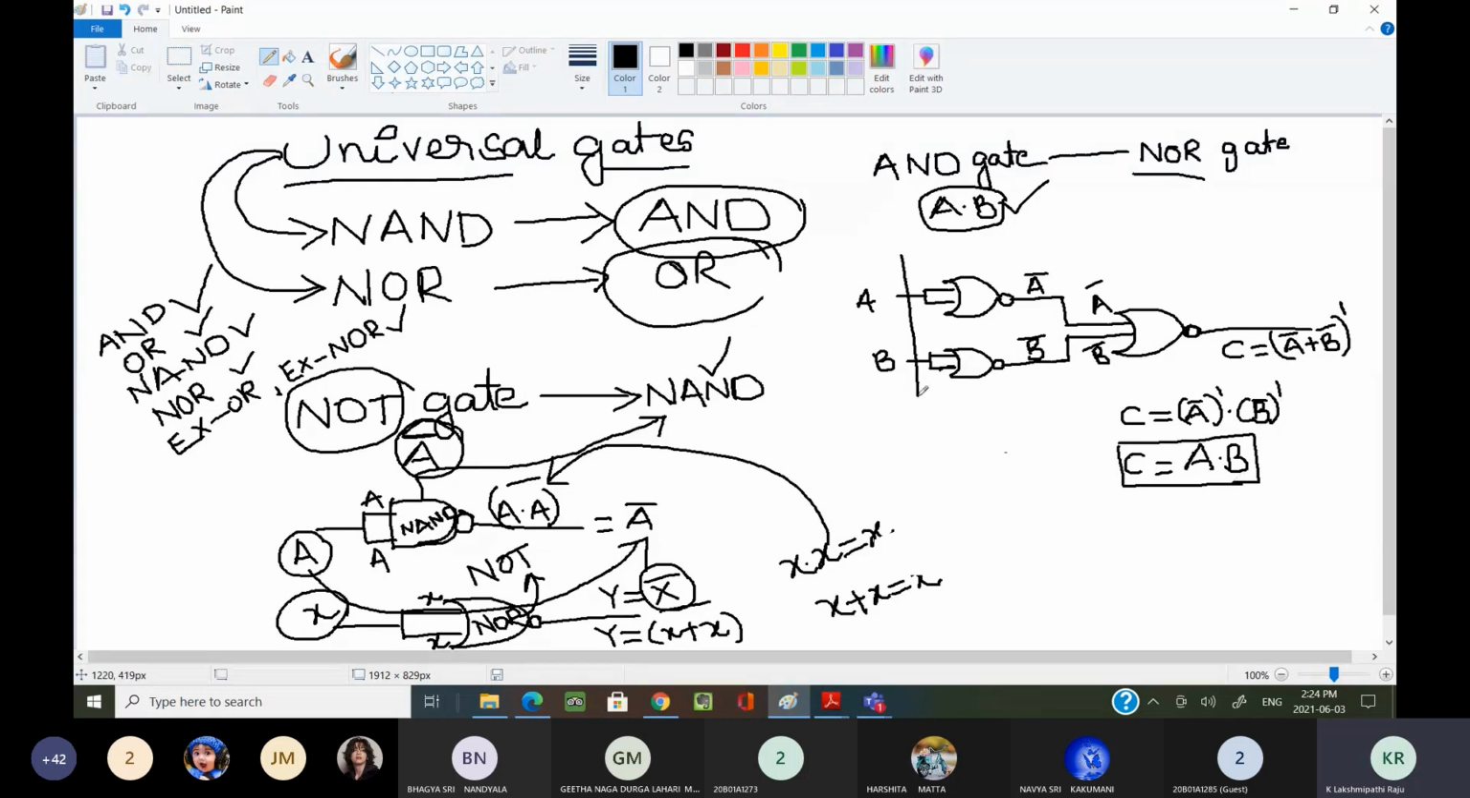Now, will this circuit act as an AND operation or not? Will this circuit act as an AND gate or not? Yes.